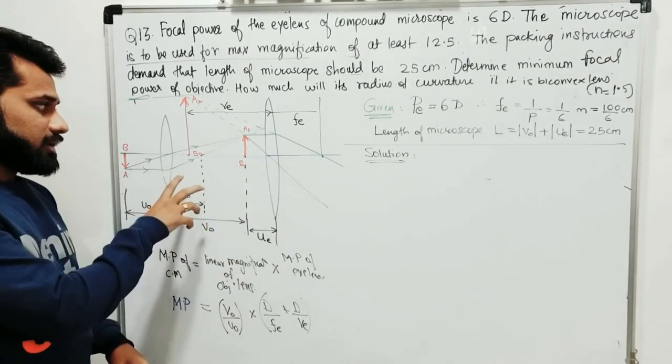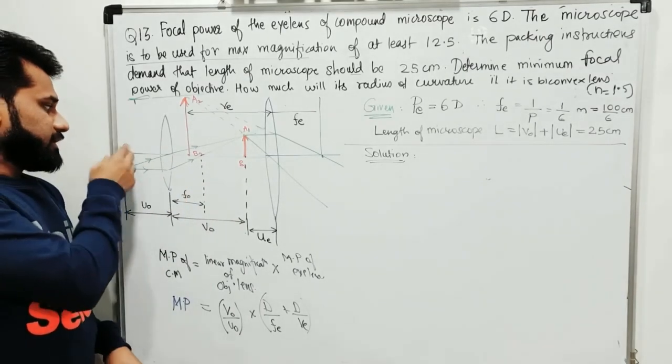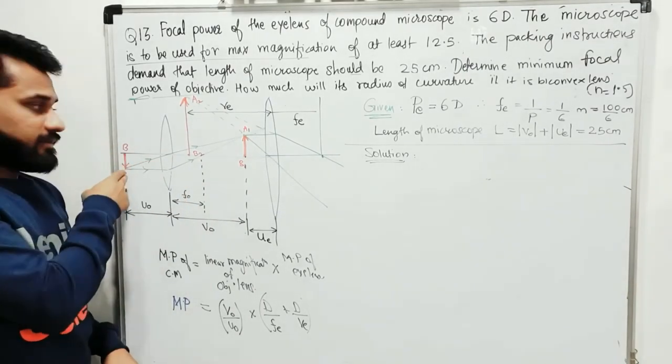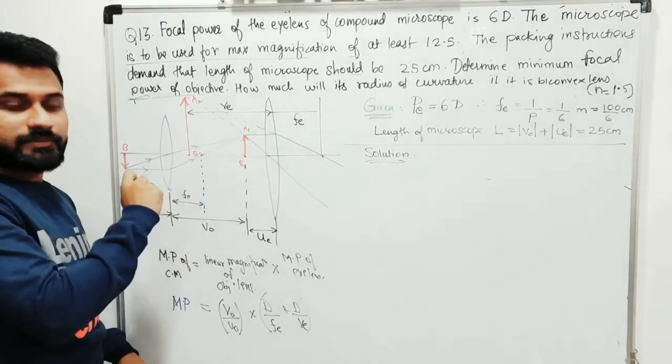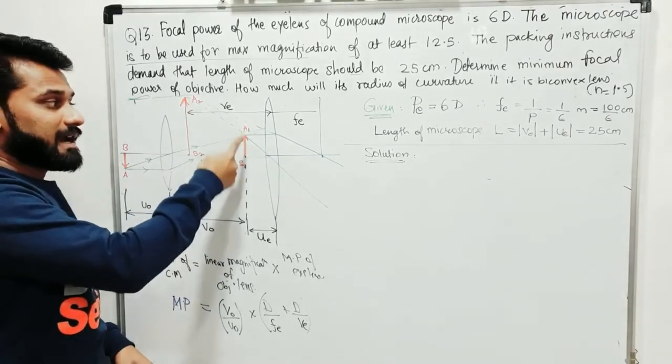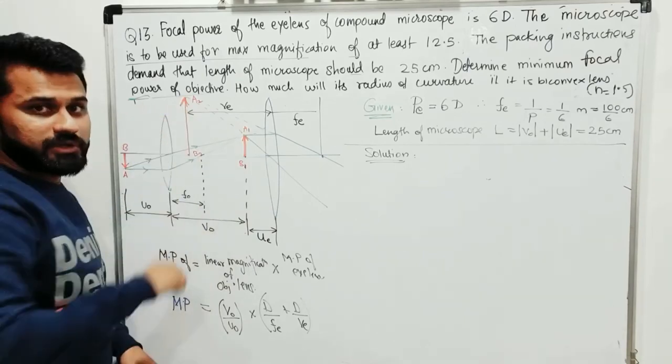In a compound microscope, the object is placed beyond the focal length of the objective. The first lens, the objective lens, will magnify the object. This image will be a real image. Then the second lens will further magnify it, and this image will be the virtual image.